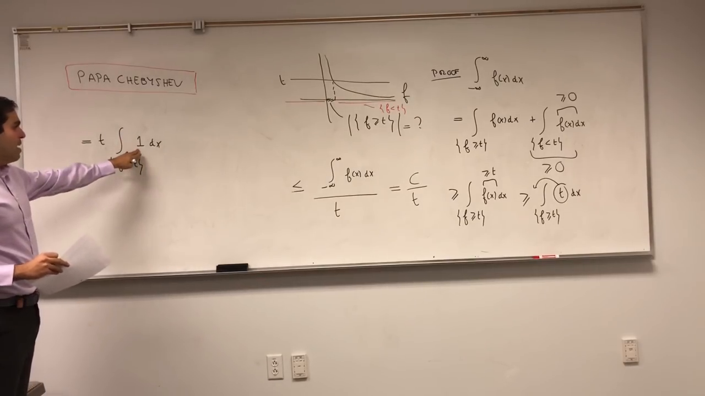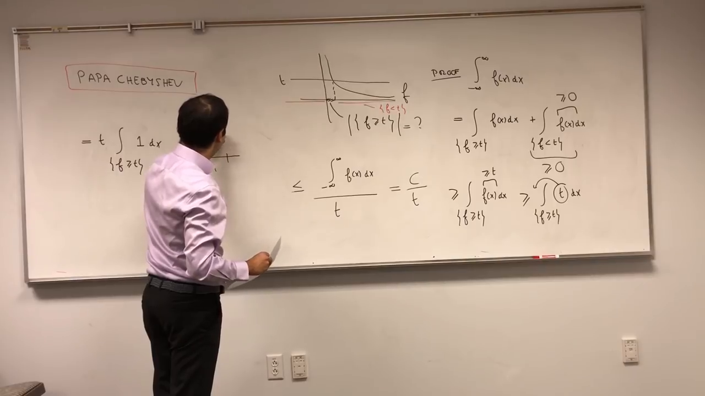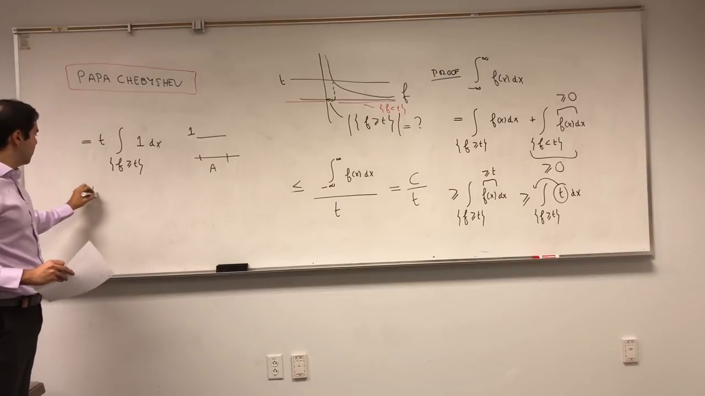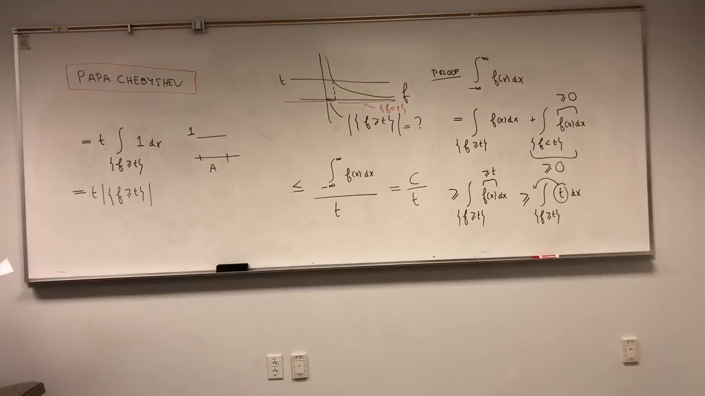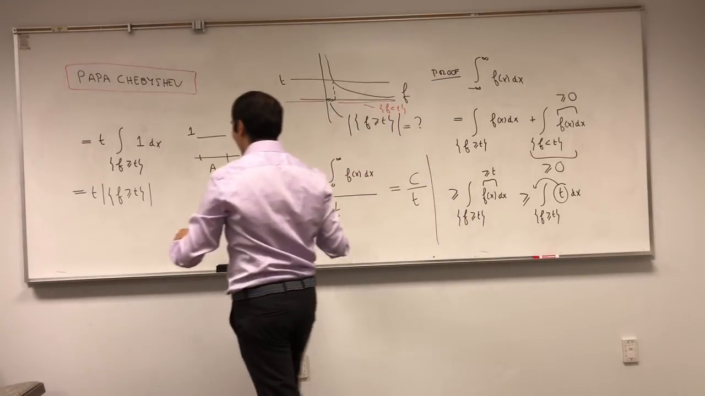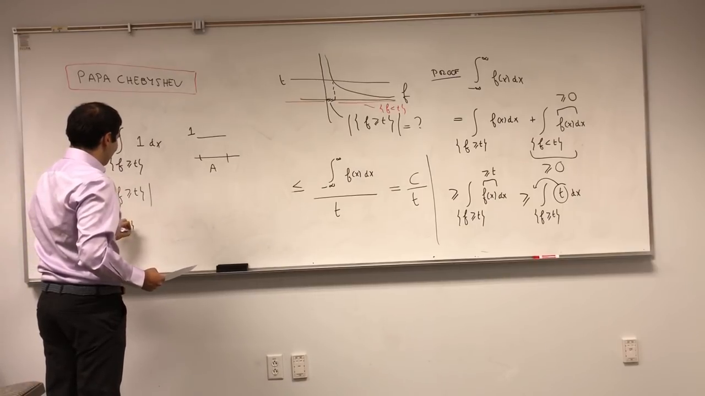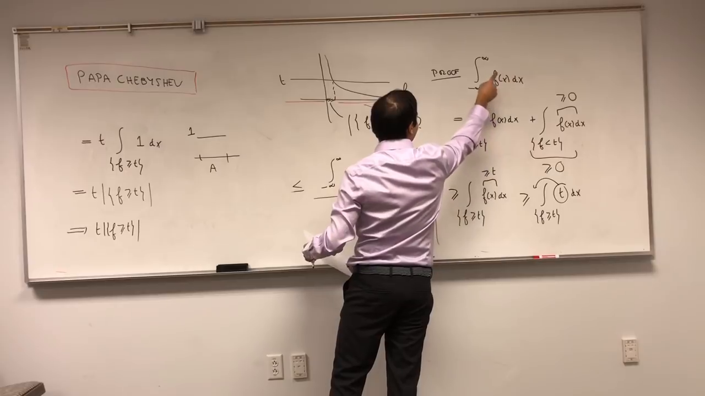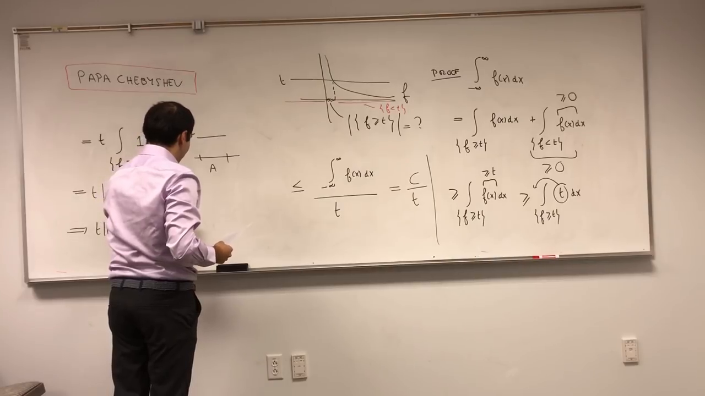But remember, the integral of 1 over any set, think of this as your set A and you have your function 1. Well, the integral of 1 over that set is just the size of that set. So t times the measure of the set where f is greater or equal to t. And so, if you go back in this inequality, we find that t times the size of f is greater or equal to t is less than or equal to the integral from minus infinity of f of x dx.